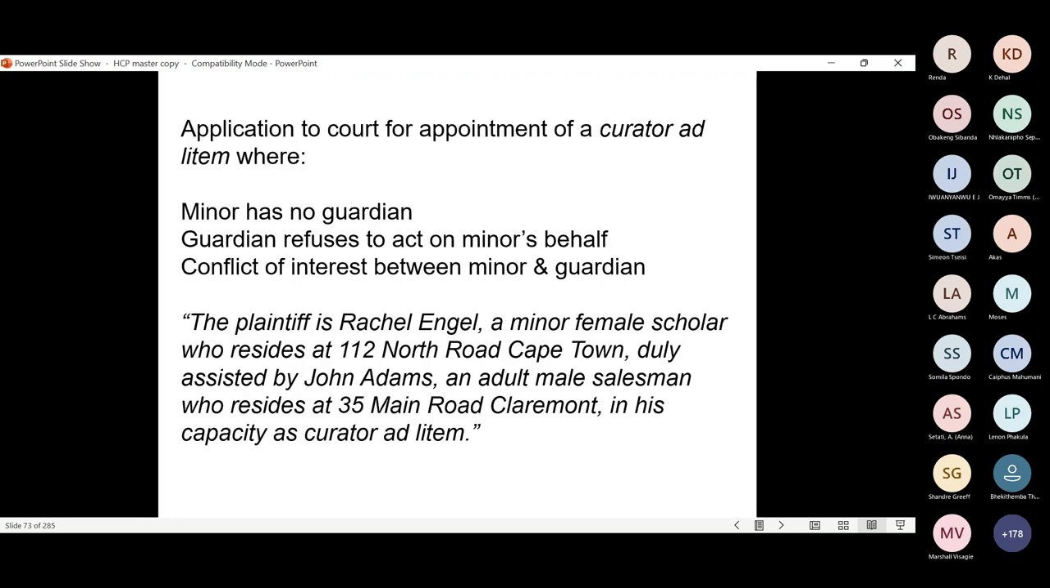Okay. Ma'am, yes. What happens if the minor is married? This is now a minor who would have become major by marriage. Isn't it when you get married, then you become a major automatically? Okay, noted. Yeah, because a minor in South Africa is someone under the age of 18. So if you want to get married under the age of 18, you need the consent of your parent or guardian, or you can apply to court for consent to get married. Otherwise, you would need the consent of your parent to get married if you're younger than 18.